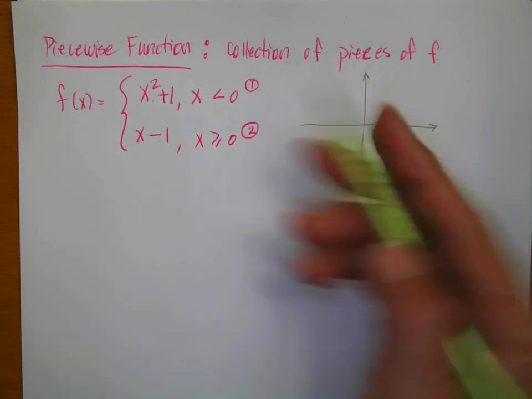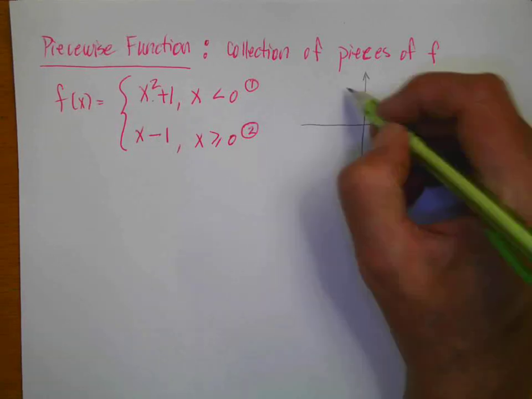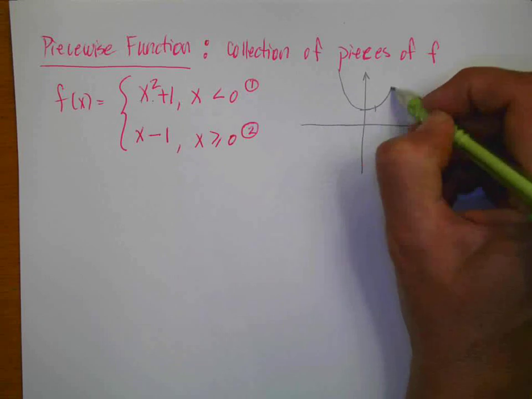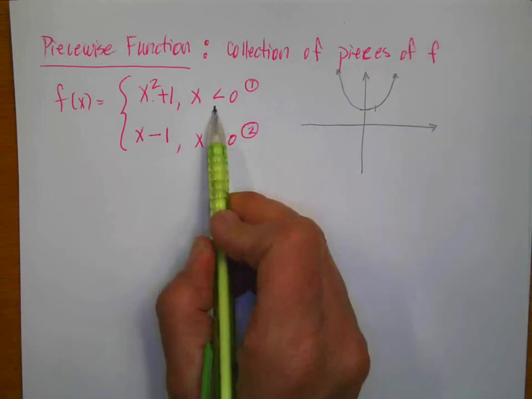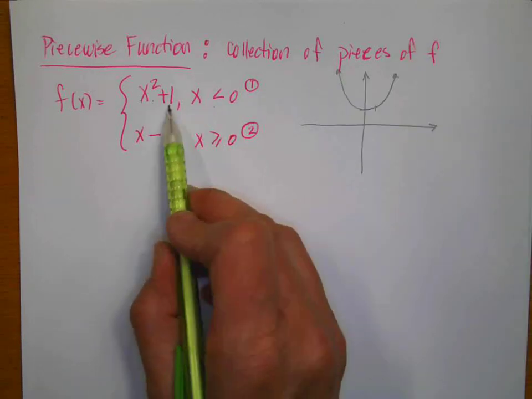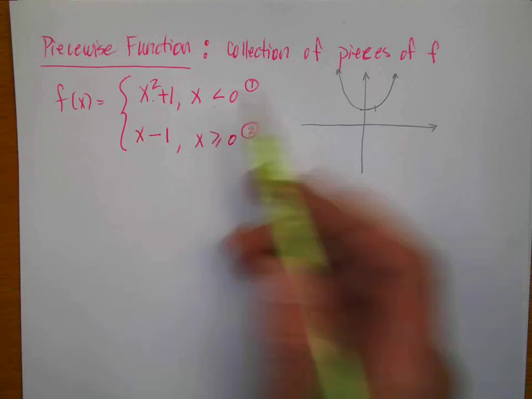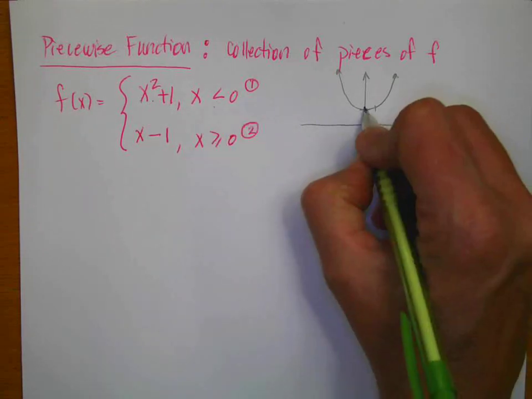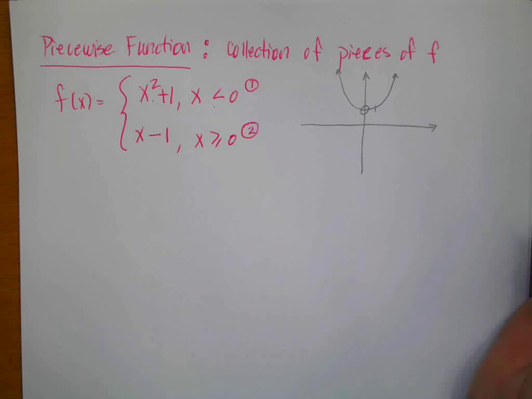This is a quadratic function. This is a cute little parabola that's been shifted up 1. So I'm going to put a 1, and I'm going to draw my parabola. And then I'm going to manage the condition. This says it's only a parabola if x is less than 0.